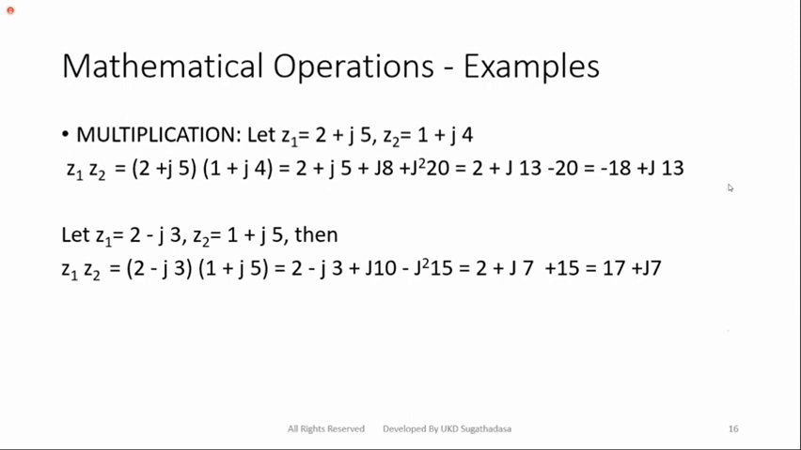Now simplify. Adding like terms, you get 2, j5 plus j8 is 13j. j squared is minus 1 again, so minus 20. Then you can combine the first term and the last term, that's minus 18, and plus j13. That is the final answer. You see the final answer also becomes a plus jb form.